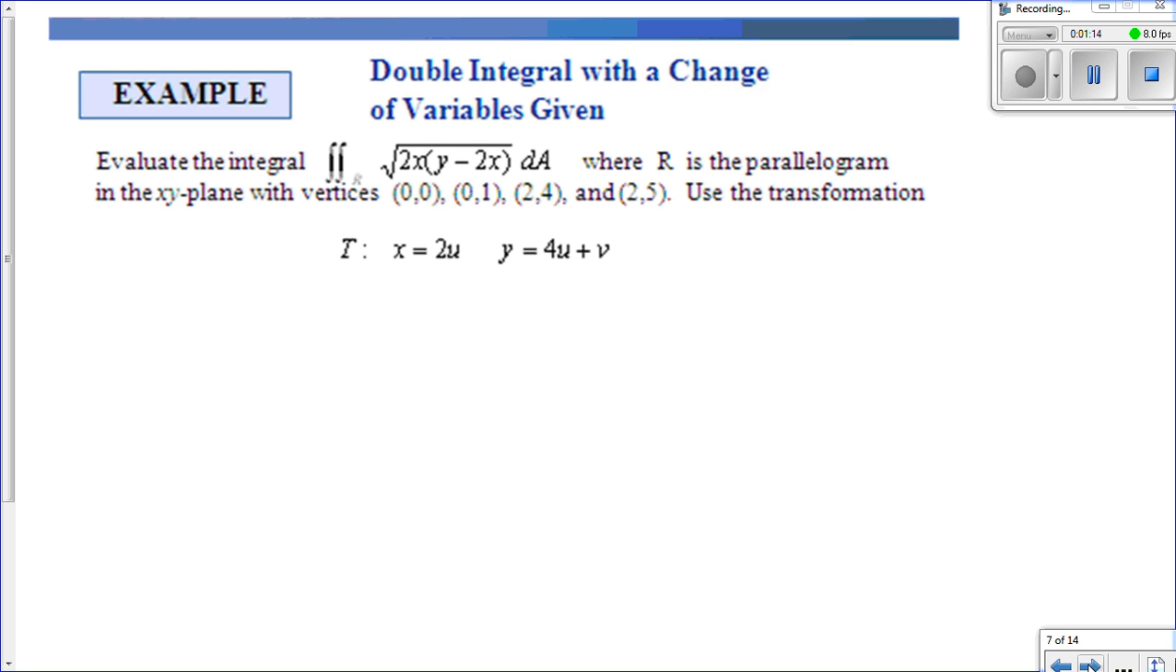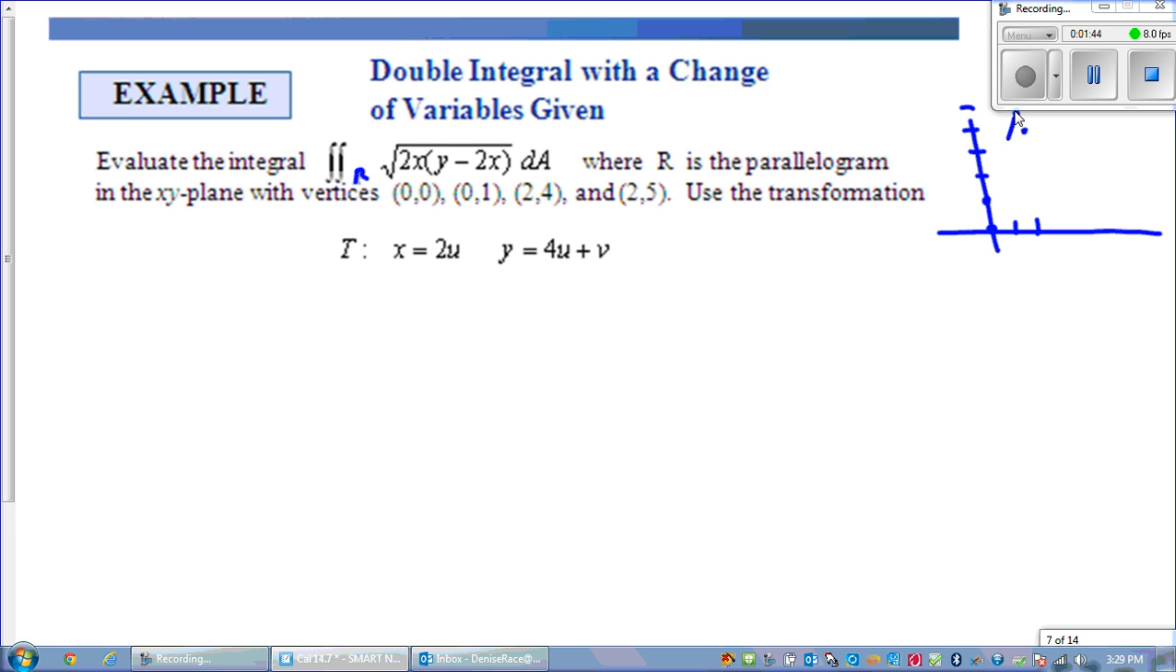Okay, let's say that we want to evaluate this integral. Notice this is over the region R. R is defined to be the parallelogram in the xy plane given by these vertices. So we have 0, 0, 0, 1, 2, 4, and 2, 5. Okay, so that's our region R.